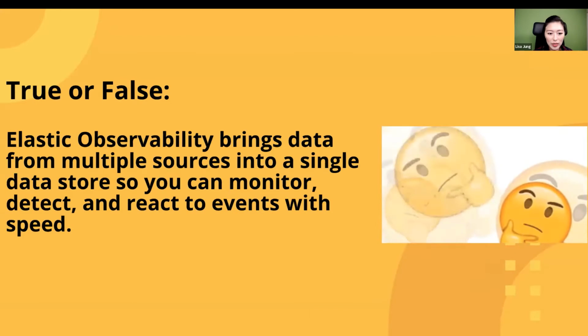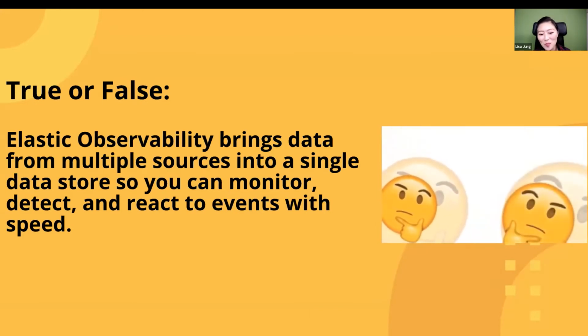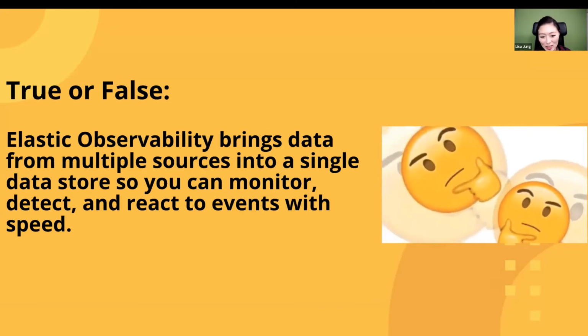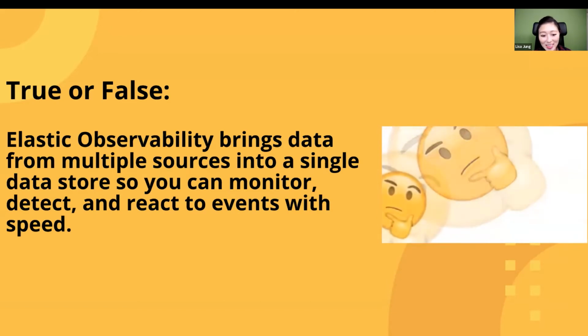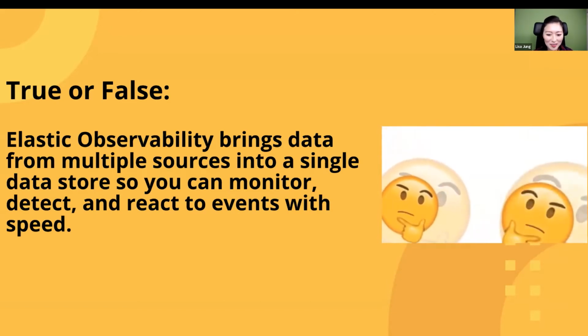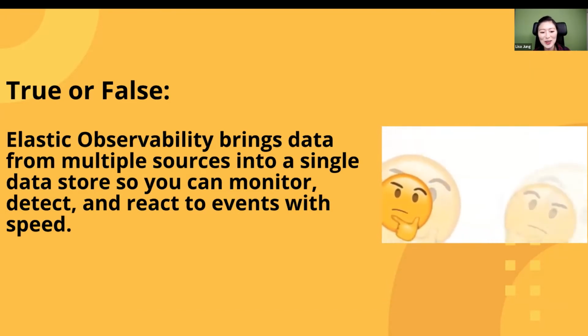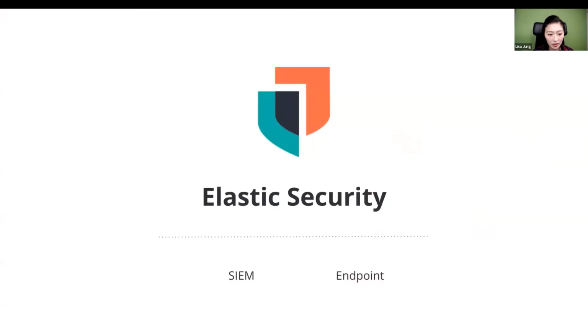Now, what's even more awesome is the next pop quiz question. So let me pull it up here. Elastic Observability brings data from multiple sources into a single data store, so you can monitor, detect, and react to events with speed. All right, all of you were correct. The answer is true.